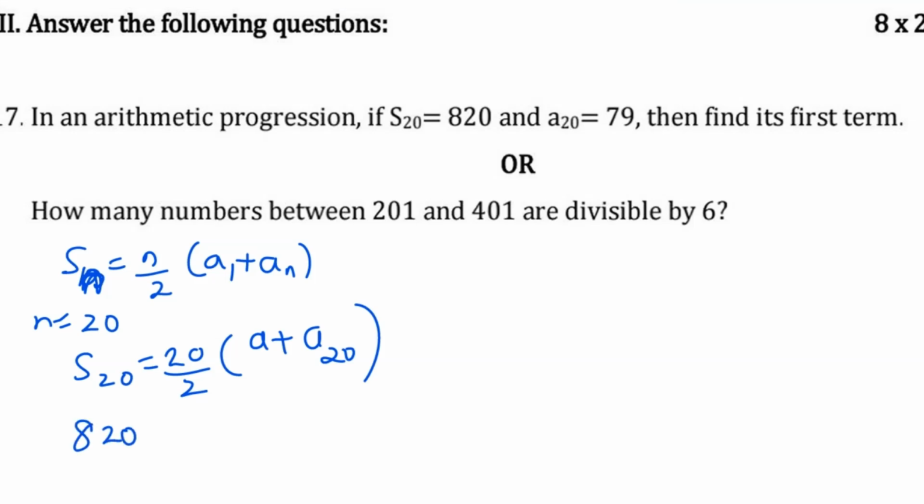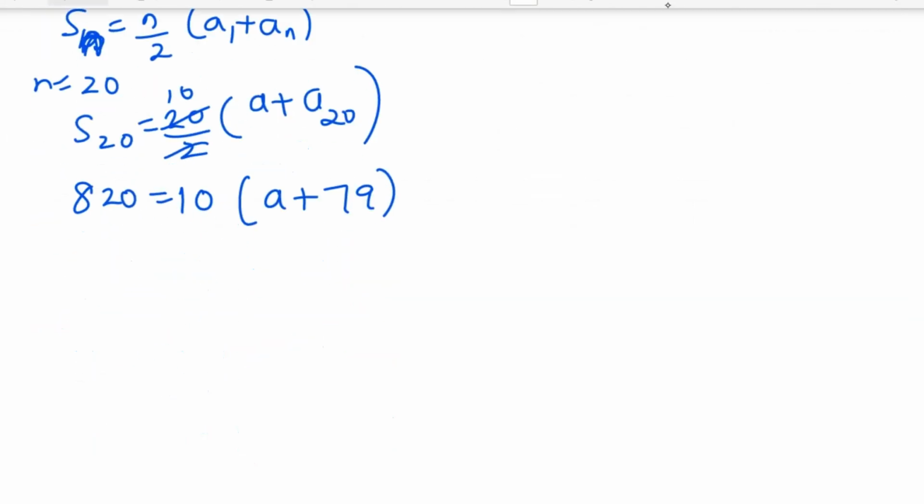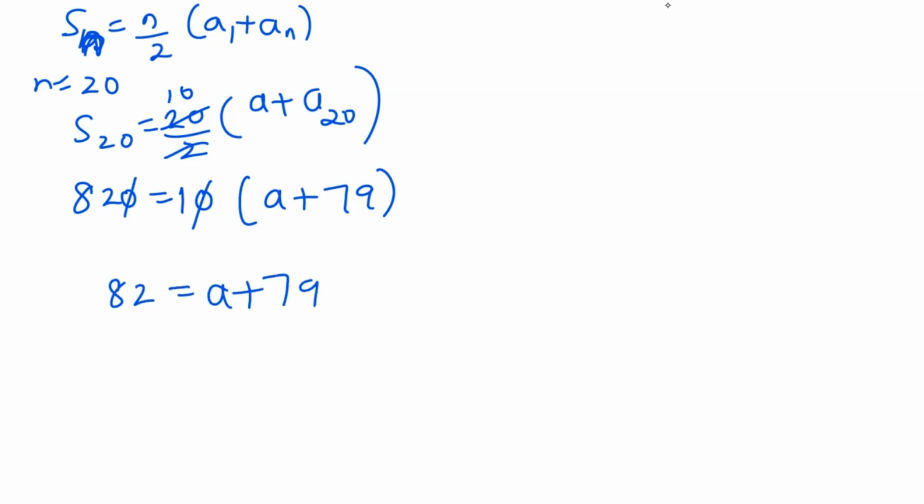S20 is 820. 820 equals, 2 tens are 20, so 10 times (A plus A20), and A20 is 79. So the 0 and 0 cancel. We get 82 equals A plus 79. So A will be 82 minus 79. So A will be 3. So the first term is 3.